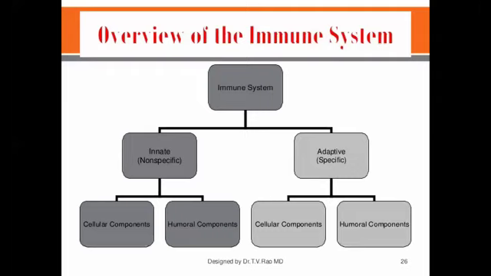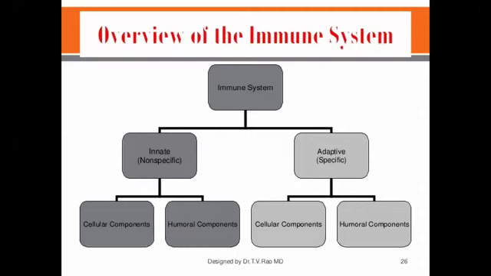And then next we'll go for adaptive. In adaptive, first the cellular components. What are the components there? There are T lymphocytes and B lymphocytes, that is T cells and B cells. Under the T cells, there are four types of cells: helper T, killer T, memory T, and suppressor T cells. So all this comes under the T lymphocytes. And the next, B lymphocytes. That's all that comes under the cellular components of the adaptive immunity.